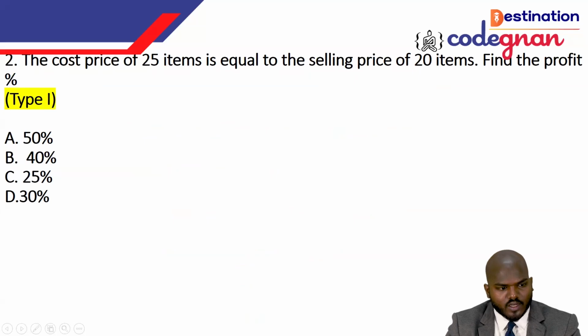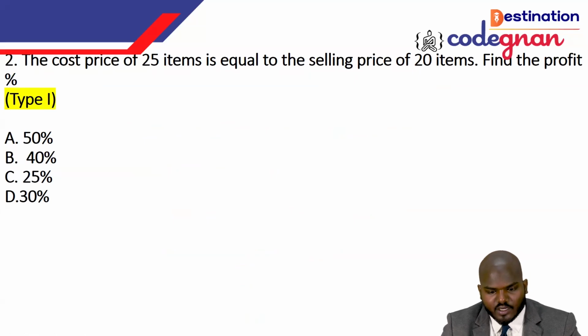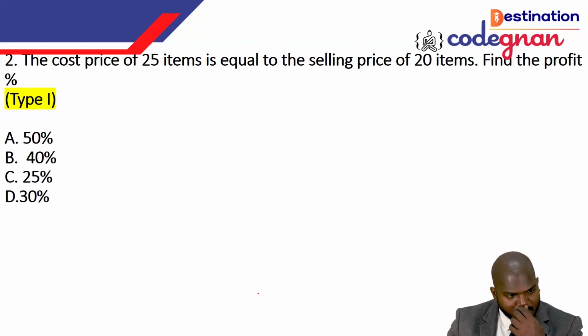Okay, so you see this one, the cost price of 25 items. This also belongs to type 1 only. They are asking the profit in terms of percentage. They are saying that the cost price of 25 items is equal to the selling price of 20 items. Very simply they have given, but we must know the formula for the profit percentage.